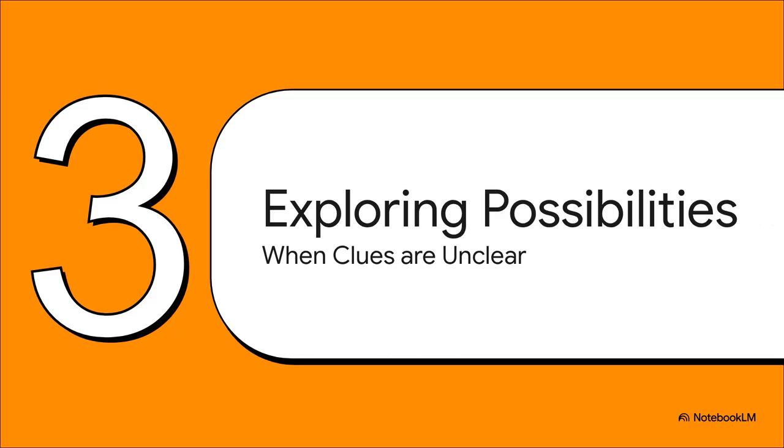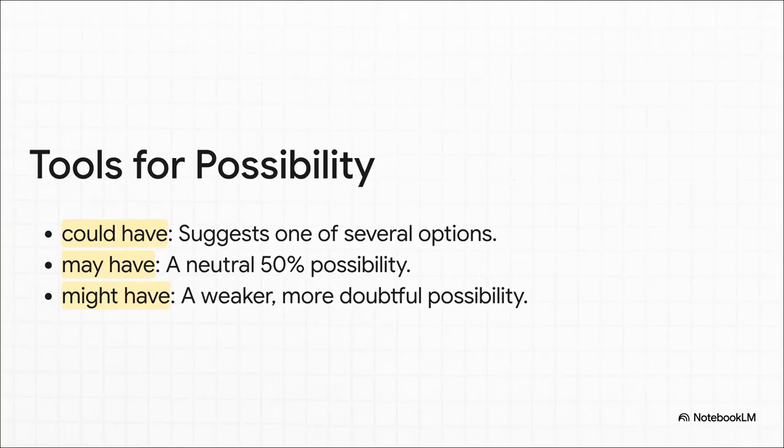But what happens when the clues aren't so obvious? Because let's be real, life is usually a lot messier than that, and the evidence can be kind of vague. This is where we shift gears from certainty to just possibility. Let's look at the tools for those situations. For possibility, we've got 3 main players: could have, may have, and might have. Think of could have like you're brainstorming. It's for listing one of several options. Remember our late friend? He could have missed the bus, or he could have hit traffic. See? We're just listing ideas.